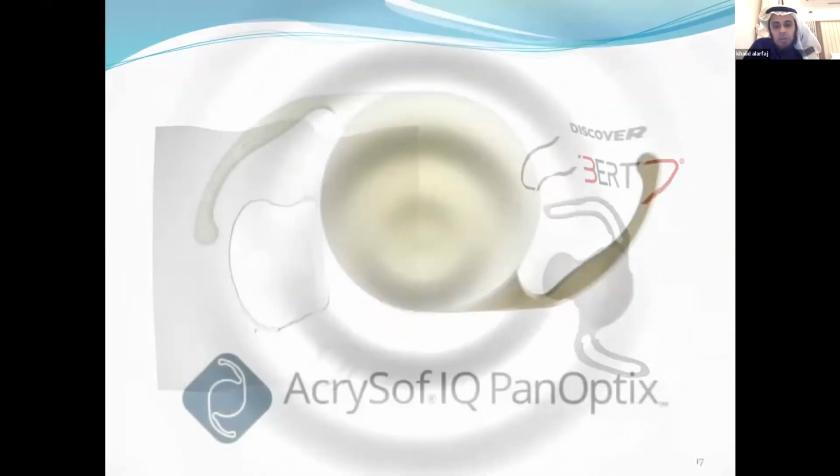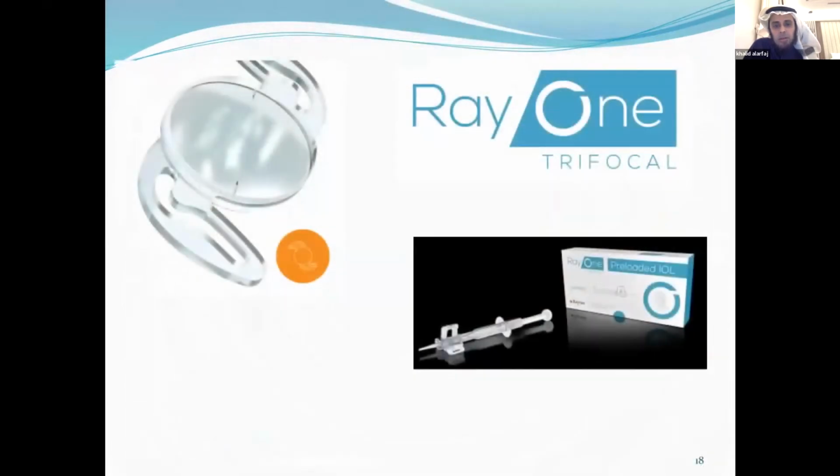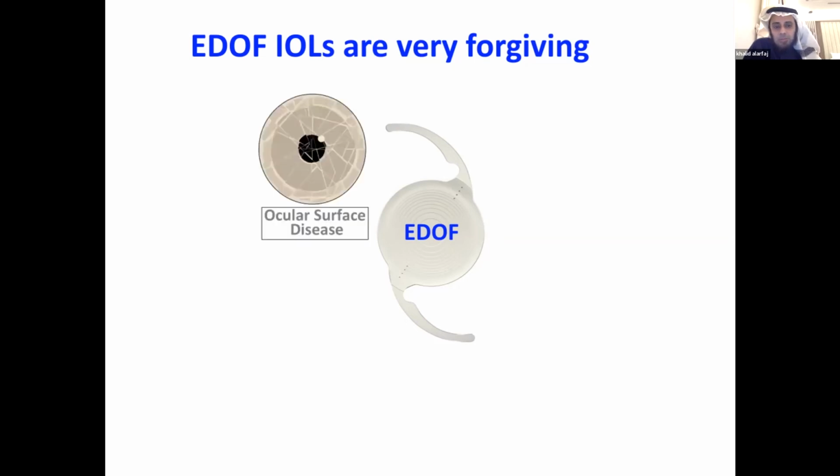This is Leopard 7, and this is the Microsoft Panoptix, and the Reiner trifocal lenses and toric one. And lately we have the extended depth of focus, as mentioned by the previous speakers, and we have very promising extended depth of focus IOLs, the Eyhance and the Vivity lenses, Vivity from Alcon and the Eyhance from AMO.